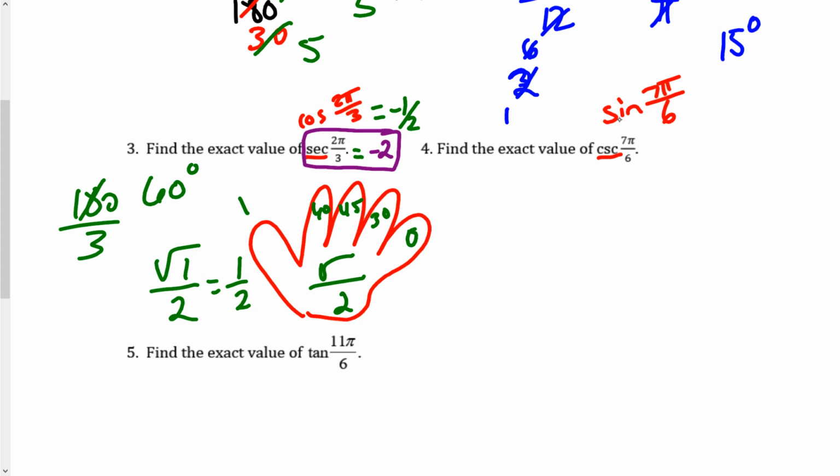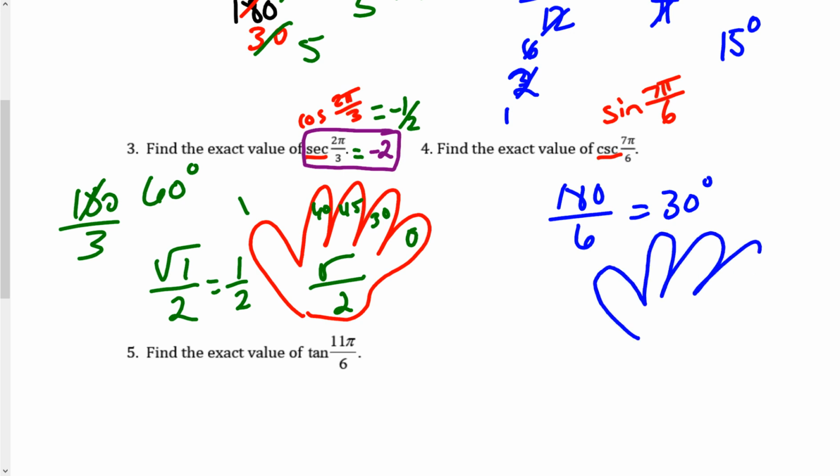Okay, so we can do the same thing here, except we're going to find sine of 7 pi 6. We're dividing by 6, so that's basically 180 divided by 6, which is going to be 30 degrees. So we're actually looking at the 30 degree ones, and we're looking at sine. That's not a very good looking hand, but that's okay. So we're going to look at 30 here, so we can put that down, and then we're going to look at the ones to the right, and that's 1 to the right. So we put that underneath the square root, and then divide that by 2, so we get 1/2.